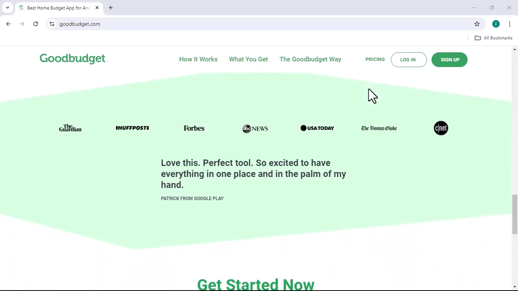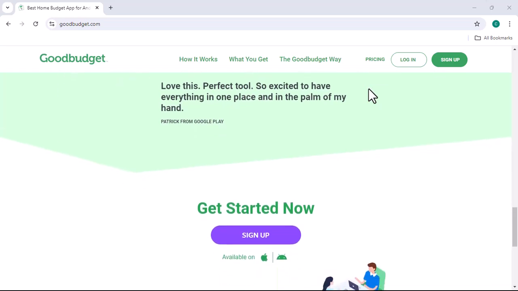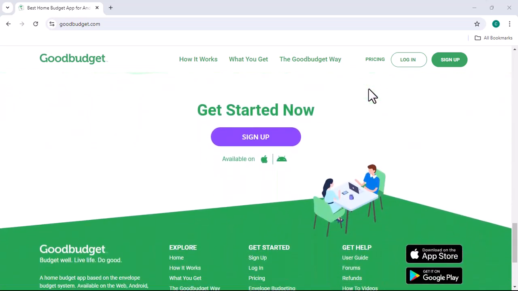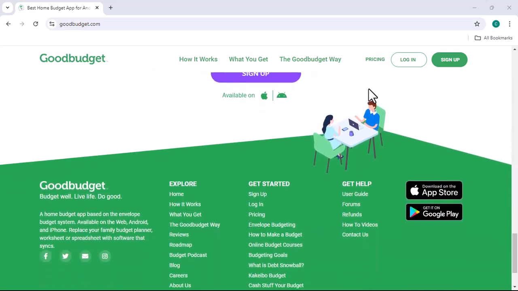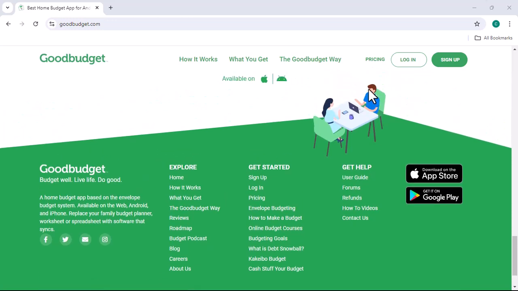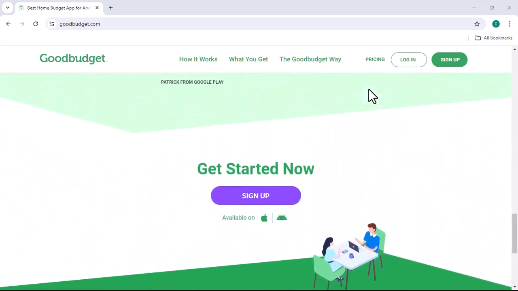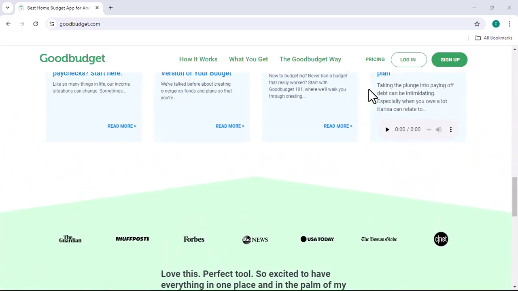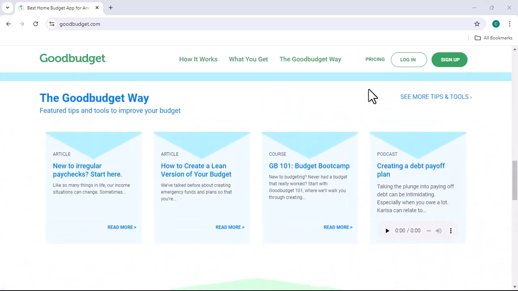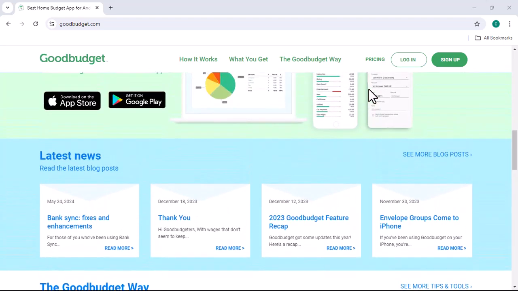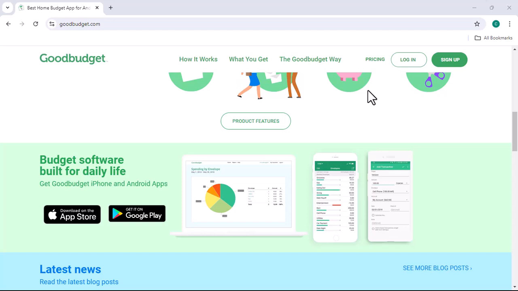So, to summarize, yes, there is a free version of Goodbudget. It's called the free plan, and it offers a great way to get started with budgeting using the envelope system. While it does have some limitations, it provides access to the core features of Goodbudget, including envelope budgeting, debt tracking, and goal setting. It's a fantastic option for beginners, students, or anyone who wants a simple and effective way to manage their money without spending any money.